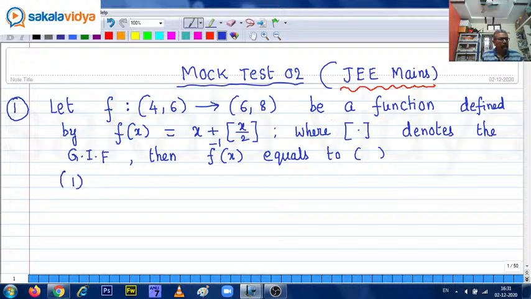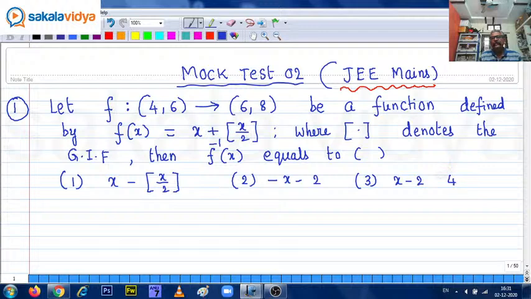First one, x minus integral part of x by 2. Second, minus x minus 2. Third option, x minus 2. Fourth option, 1 upon x plus integral part of pi by 2.